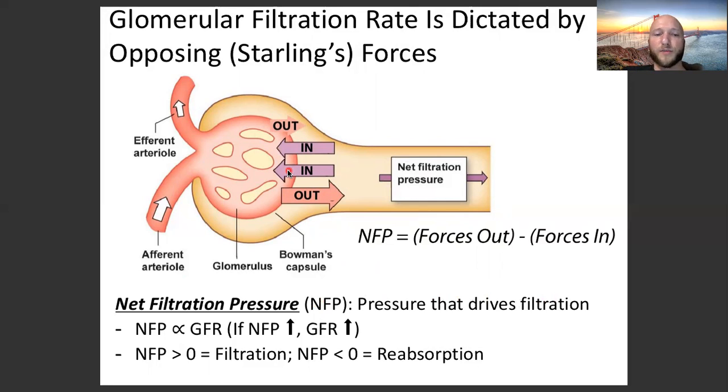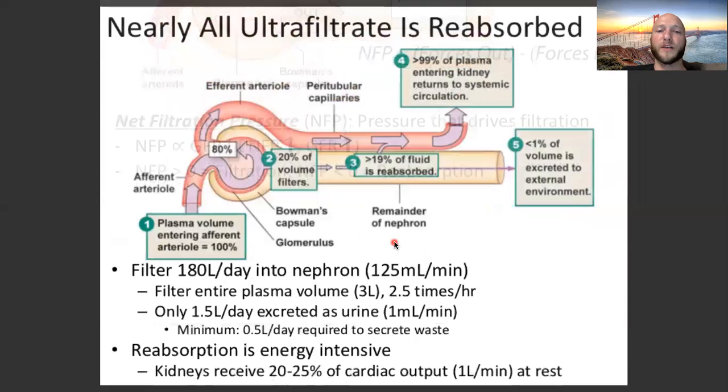Net filtration pressure, if it's greater than 0, we're going to have filtration. So your body needs to maintain the proper balance, just like with other normal capillaries. Our body needs to maintain a balance between the forces out of the glomerulus and the forces into the glomerulus. The combination of those forces is your net filtration pressure.